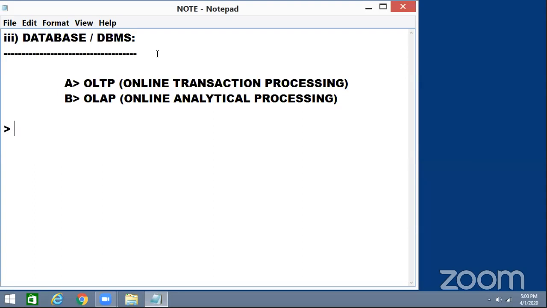Okay, below, write down the next pointer here. Organizations maintain OLTP for storing day-to-day transaction information.